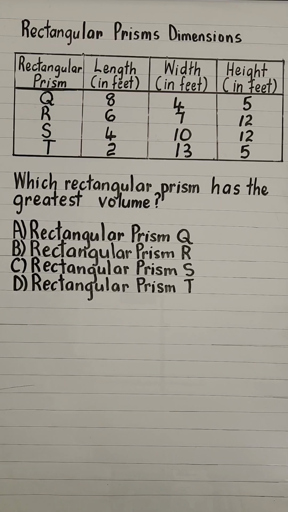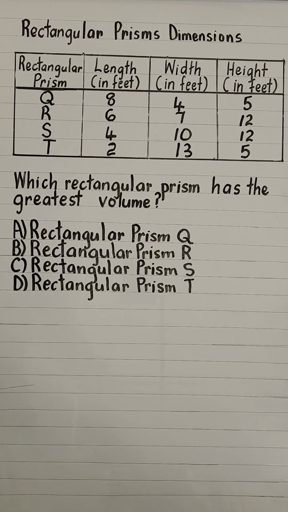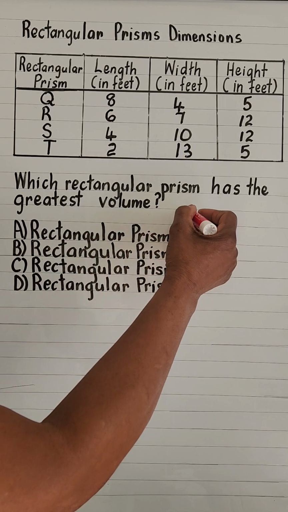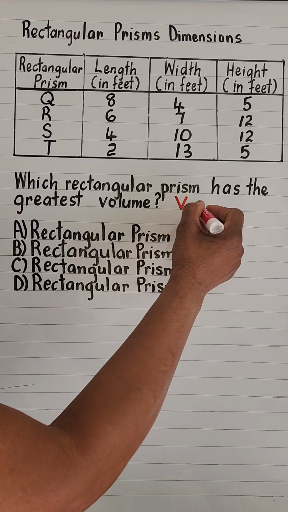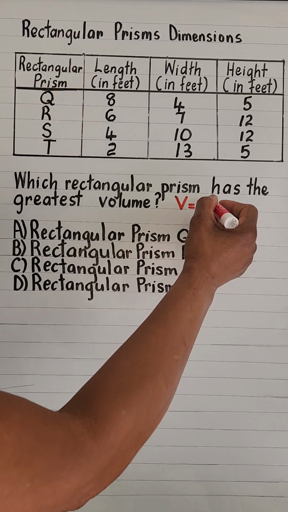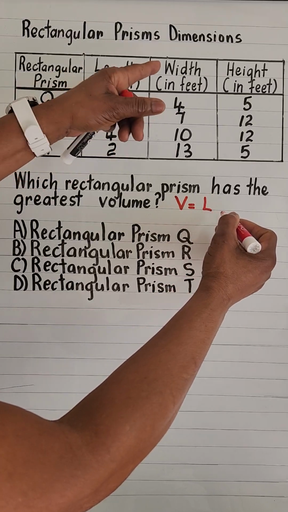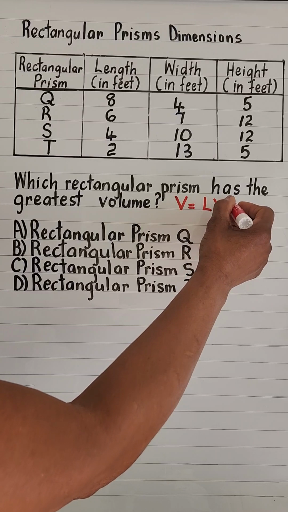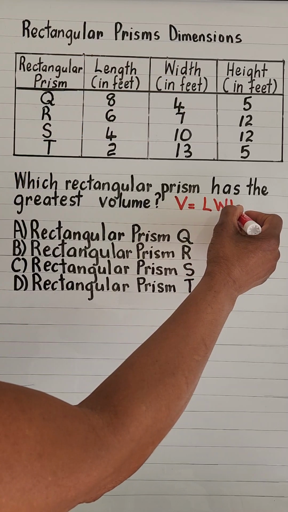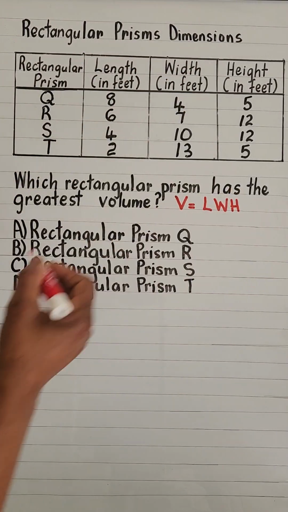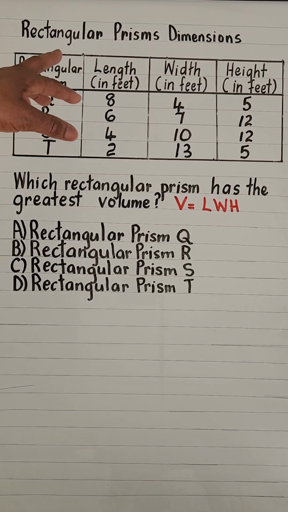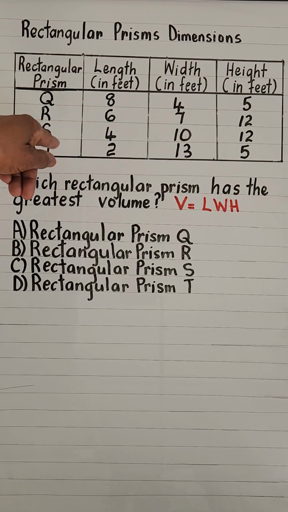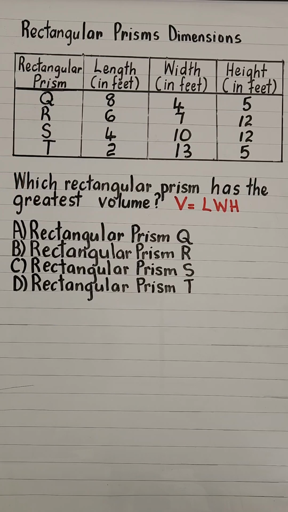So reminder, the formula to find volume of a rectangular prism, V equals length times width times height. So we're going to use that formula to find the volume of each of these four rectangular prisms.